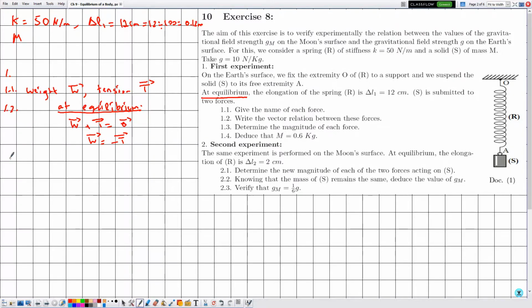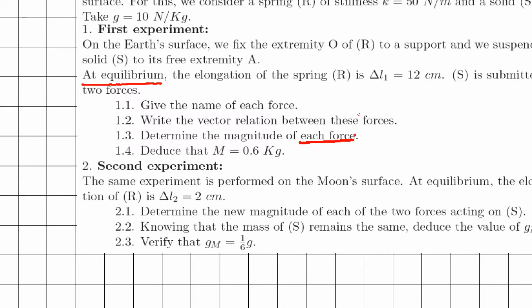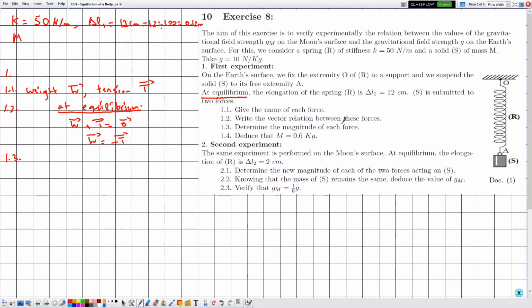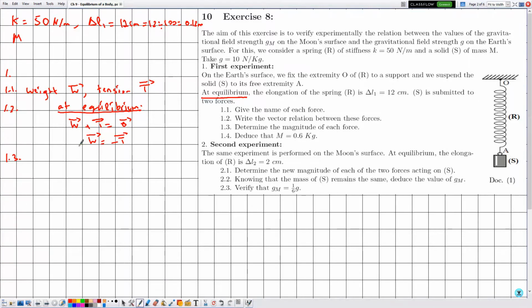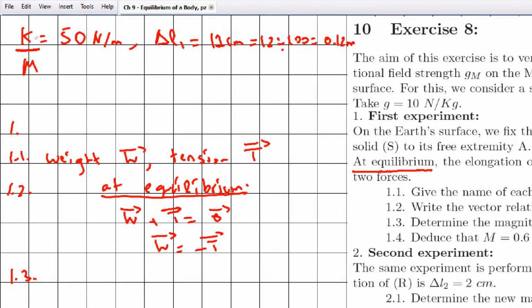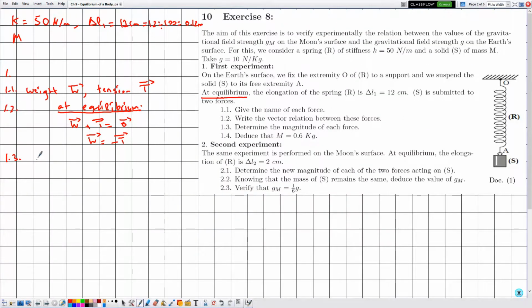Now in 1.3 they are telling us to determine the magnitude of each force. So the condition of equilibrium allows us to calculate the magnitude of one force when we know the other. So first we need to determine the magnitude of a force, and this can be done because we have K and we have delta L1, so using Hooke's law. So always in physics we need to mention the law that we are using. So apply Hooke's law.